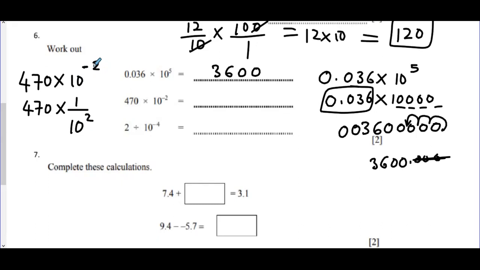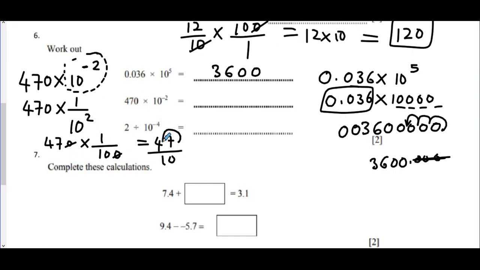Okay. So when you have a negative index, a negative exponent, or a negative power, what you definitely do is just write this power as a fraction. Once you write this power as a fraction, then the exponent changes from being negative to positive. Okay? And then you continue. This will be 470 times 1 over, now 10 to the power of 2 means 100. And you're going to cross out this zero and this zero. And you have 47 times one, this will be 47 over 10.